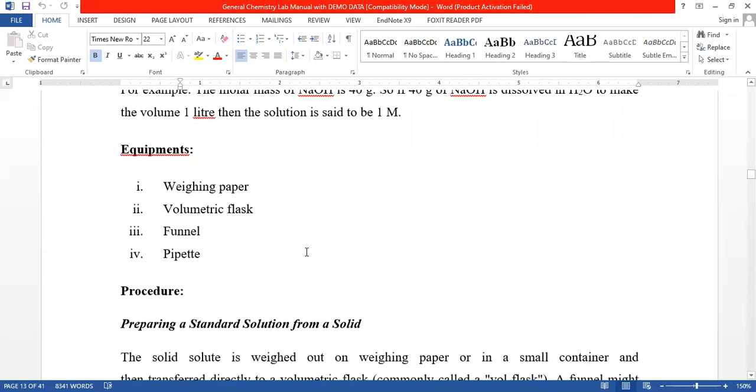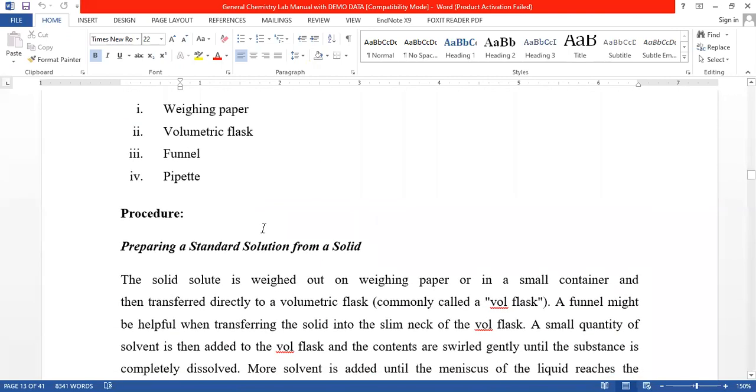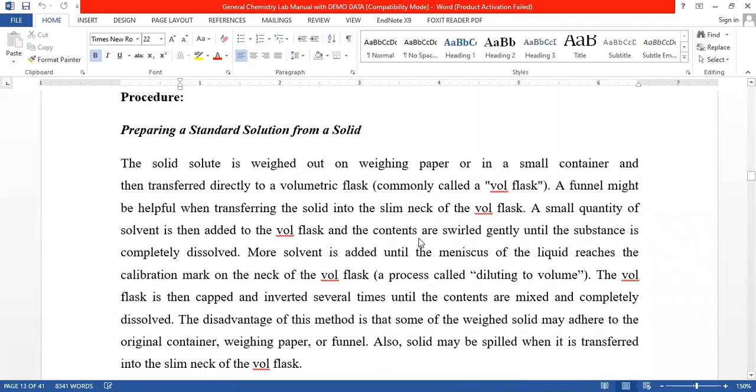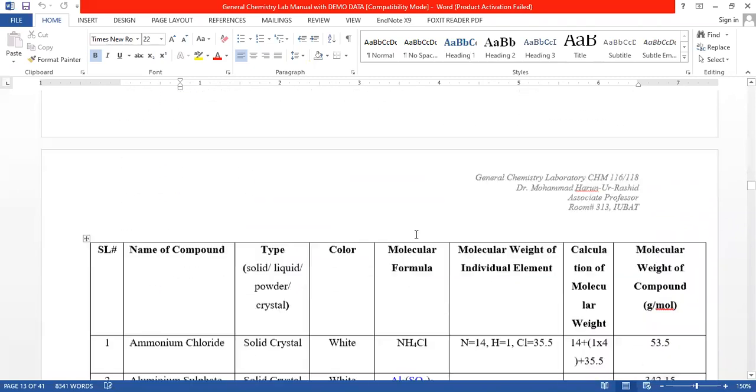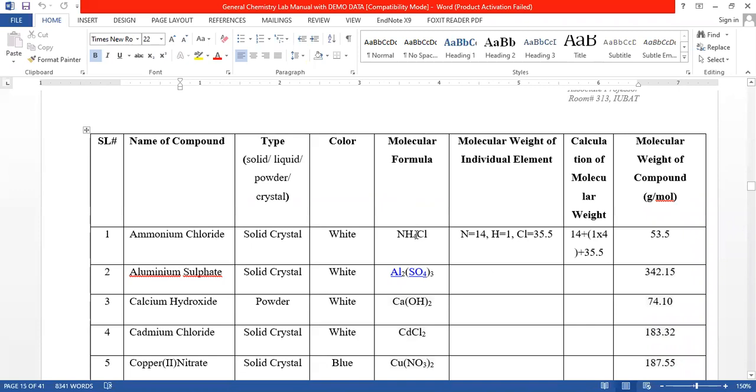The required equipment: weighing paper, volumetric flask, funnel, and pipette whenever necessary. For preparing the standard solution of a solute, this is the table which will reflect the molecular weight of the substances or solutes that are available in our laboratory.